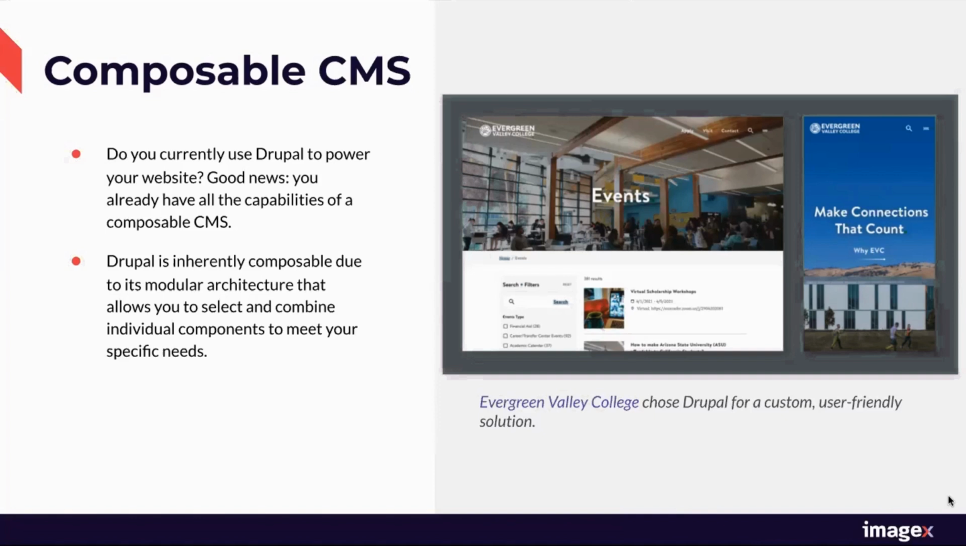The good news is that if you are using Drupal, you already have a composable CMS. Given Drupal's modular architecture, it allows you to select and combine individual components that meet your specific needs.